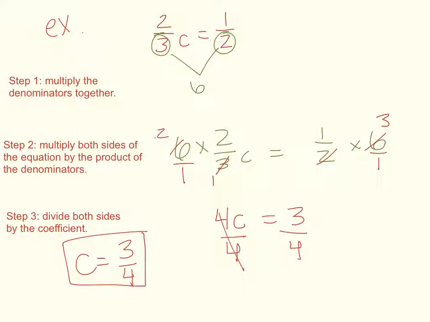Cross-canceling left me with a coefficient and a numerical value, and then I just divided by the coefficient, leaving me with C equals 3/4. Okay, I have 2 more story problems. Both of them are try-its.